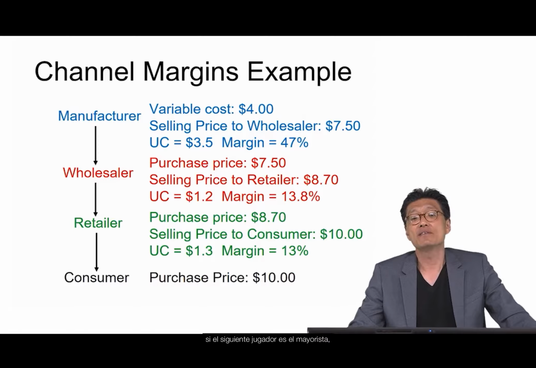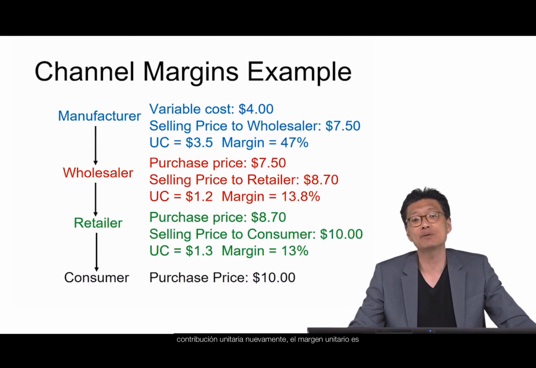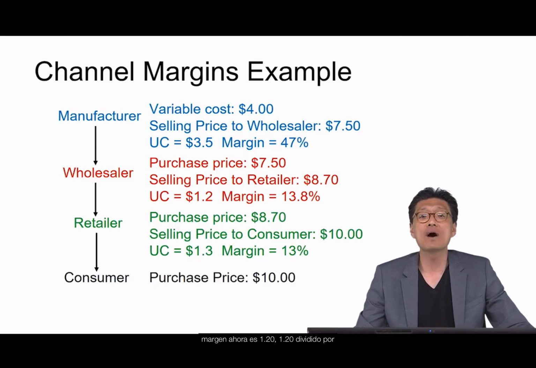So the next player is the wholesaler, right? The selling price to the wholesaler is $7.50. So the wholesaler buys it. The purchasing price for the wholesaler is $7.50. And if it sells this product to the retailer, the next player down the value chain, at $8.70, then the UC, the unit contribution, again, the unit margin, is $1.20, which is $8.70 minus $7.50. So then the margin is now $1.20 divided by $8.70, which will give you 13.8%.